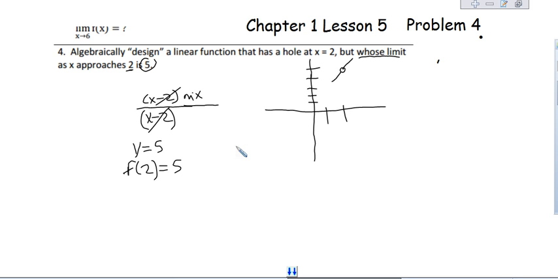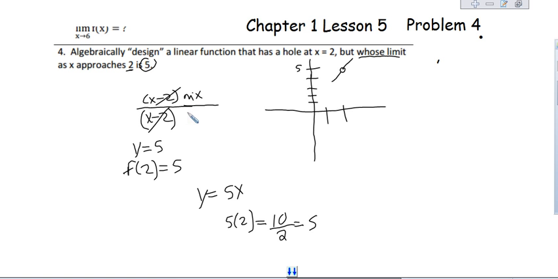So let's see if we can figure out something. So we know that f of 2 has to equal 5. So how about we try just 5x? So if we try the equation y equals 5x, and we plug in 2, let's say, 5 times 2 is equal to 10, right? And that's certainly not where we want to be. We want to be at 5. We want to be right up here. So what could we divide this by? Just sort of a trick to get it to equal 5. Well, we could divide it by 2, right? Then it would certainly equal 5.